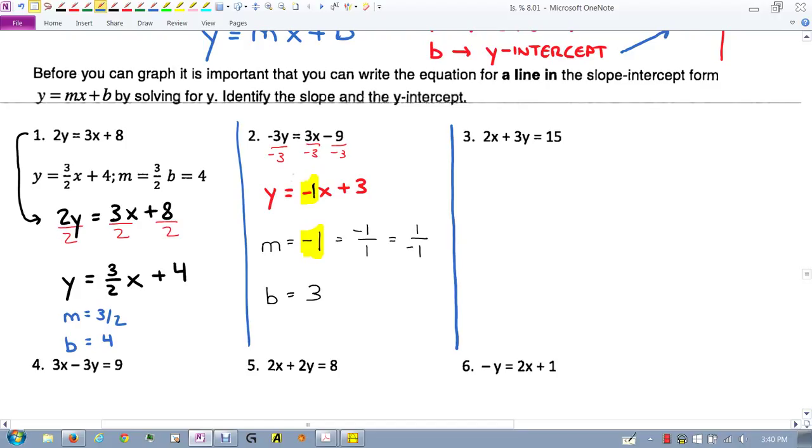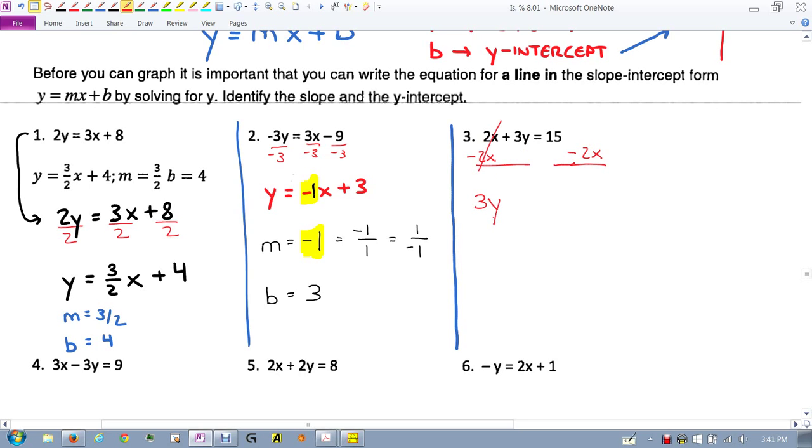Is our y term by itself on this one? No, I need to start with that. Let's get the y term by itself. So let's take that 2x and let's move it to the other side. How do I do that? Subtract 2x on both sides. On the left side, they go away.